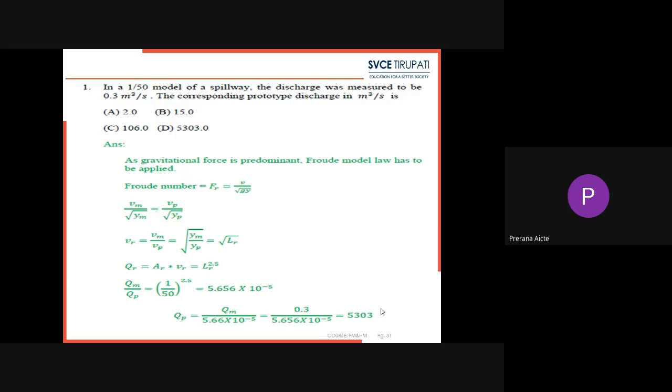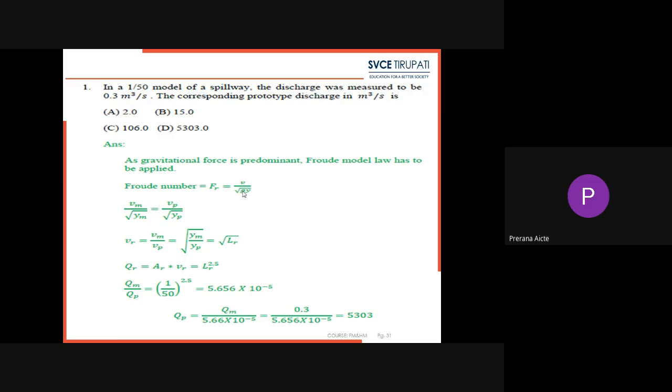The corresponding prototype discharge in meter cube per second is, so for this one, the solution is, as gravitational force is predominant, the Froude model law has to be applied. So here for model and prototype, the gravity is the same. Hence, the Froude's number can be written as Fr equals V by square root of gy. Here g is the same for the model and prototype.